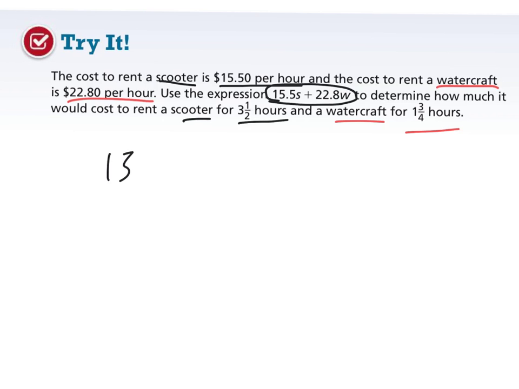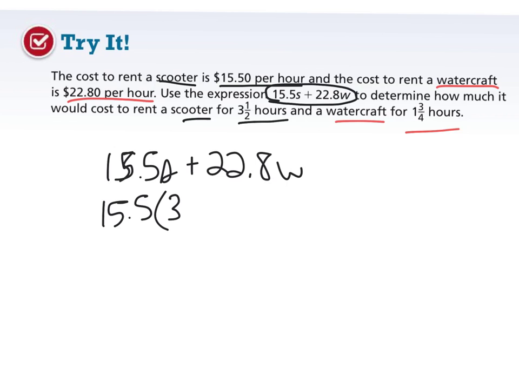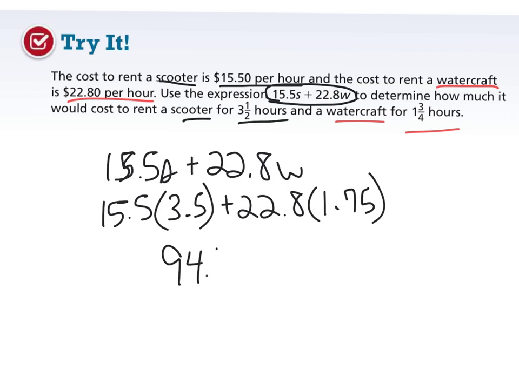So if we start with our expression, and then we can substitute into that. So the scooter is 3.5, which would be the same as 3 5/10, and the watercraft is 1 3/4. 3/4 would be the same as 75/100. So 1 75/100, and then we can work that out. If you multiply and add those together, you should get $94.15.